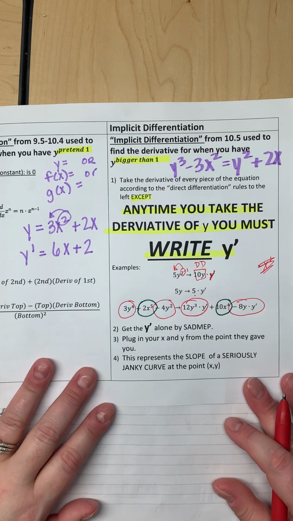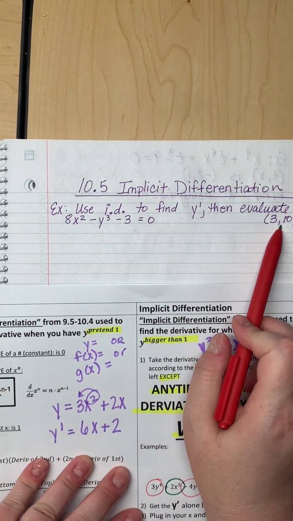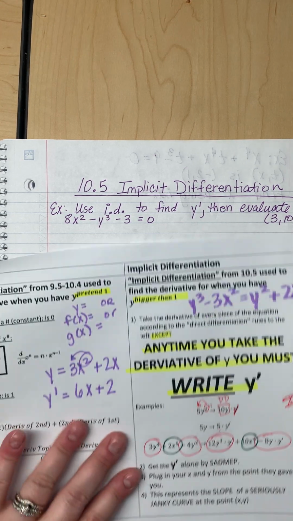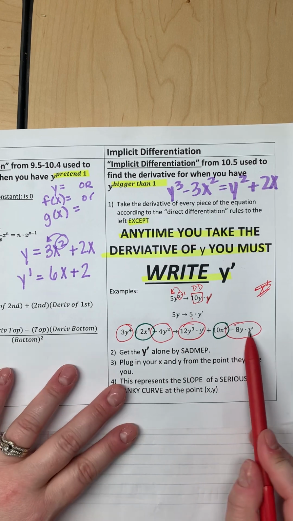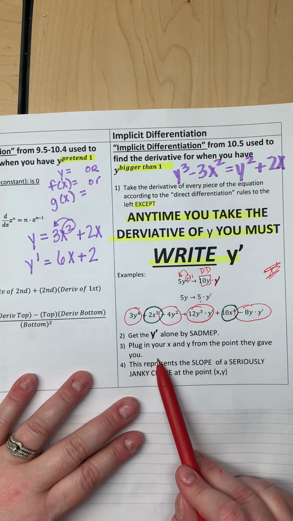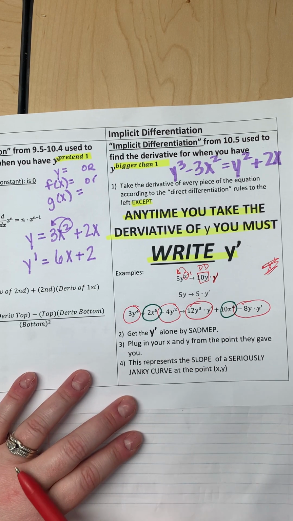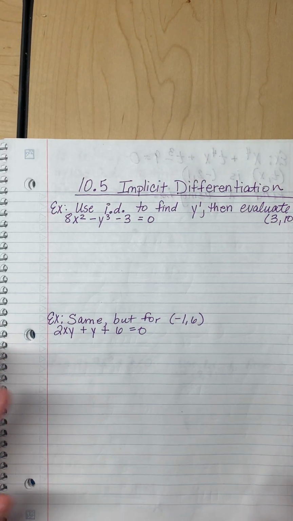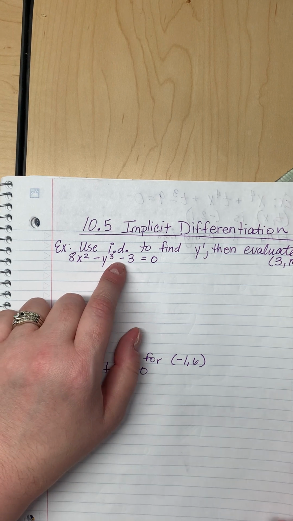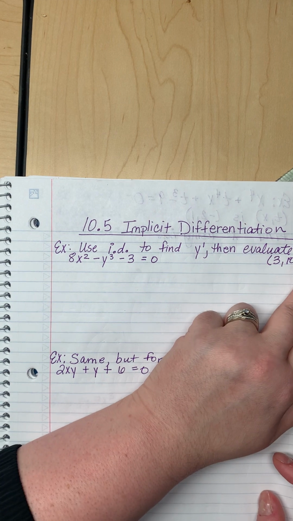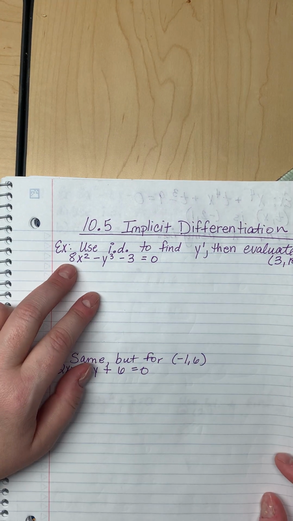Then the rest of the homework will give you a point, and it says evaluate for this point. To do that, after we get our derivative, we get y prime alone by using SADMEP, and then we plug in the numbers they gave us into our equation, and that's the answer. That's the slope. So let's do this example right here. It says use ID, that's implicit differentiation, to find y prime. Then evaluate for 3, 10. And I gave you this equation.